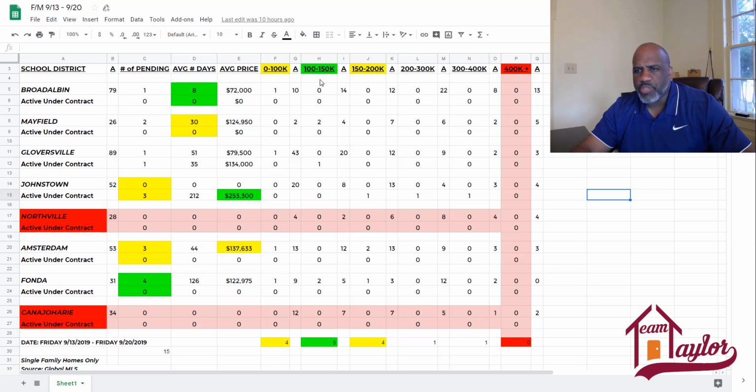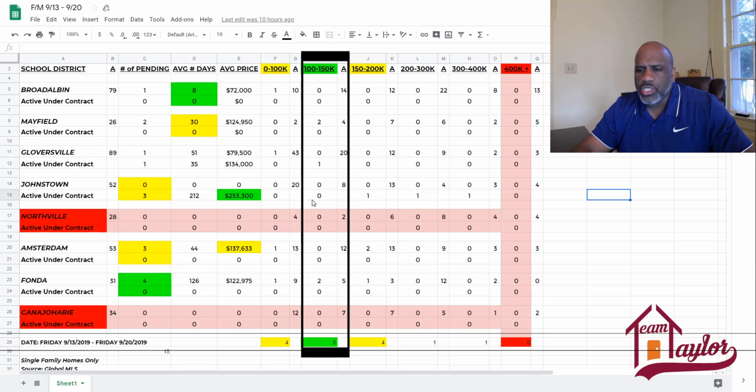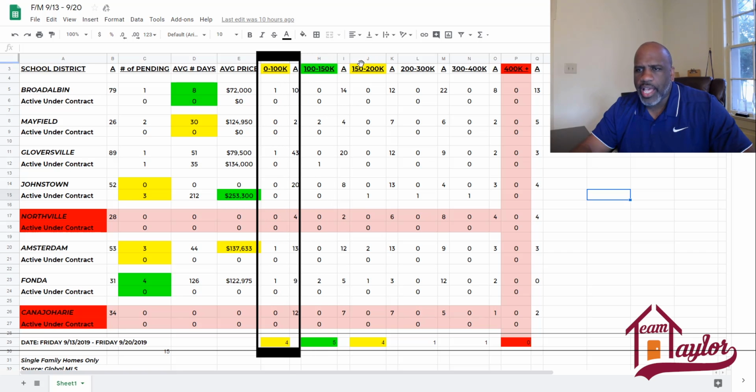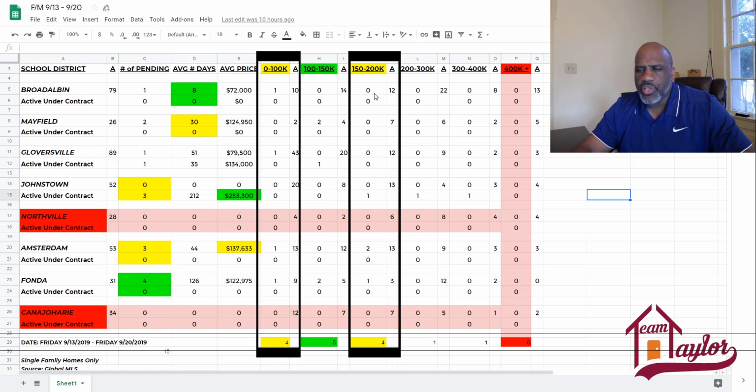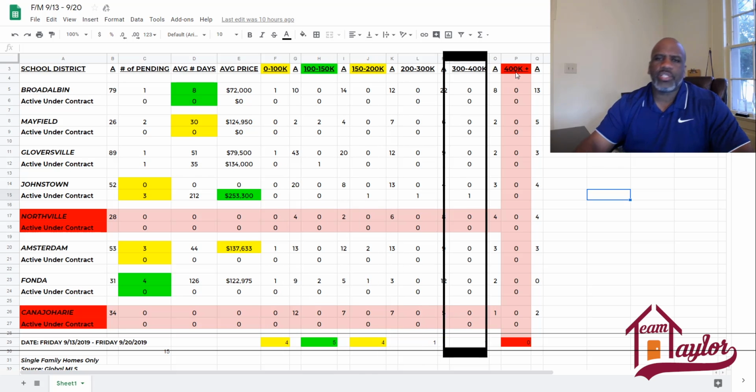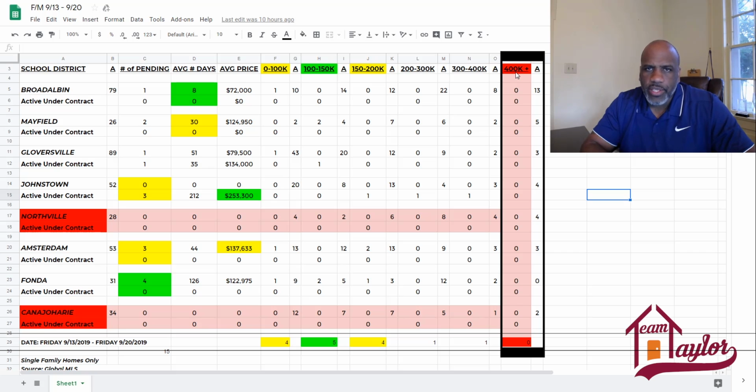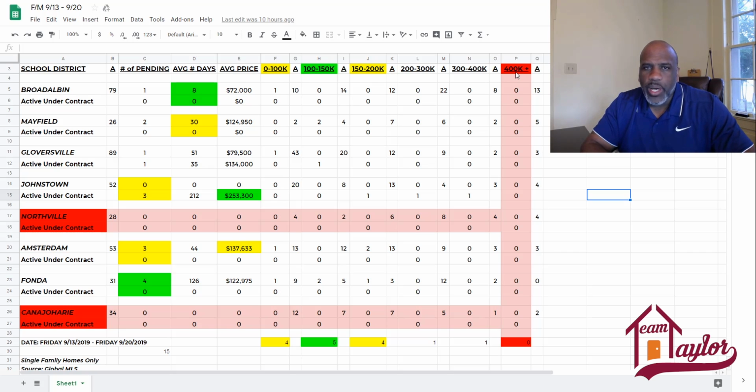As for price ranges, $100,000 to $150,000 was first with 5 transactions. $0 to $100,000 had 4, as well as $150,000 to $200,000 with 4 transactions. The only range with no transactions was $400,000 plus. We should get ready for a lot of weeks of that, but we will keep you up to date as they come.